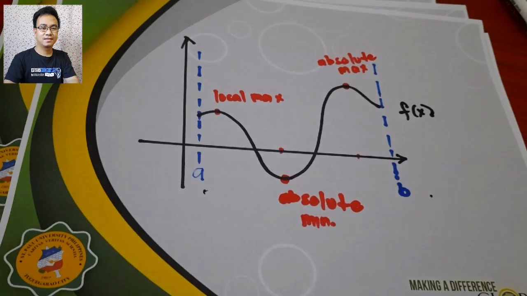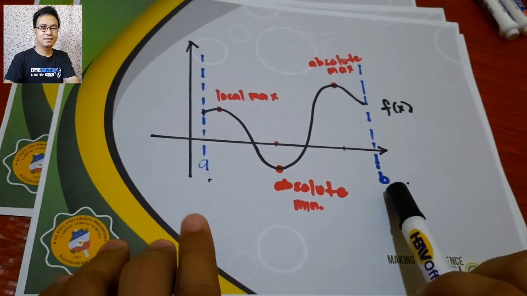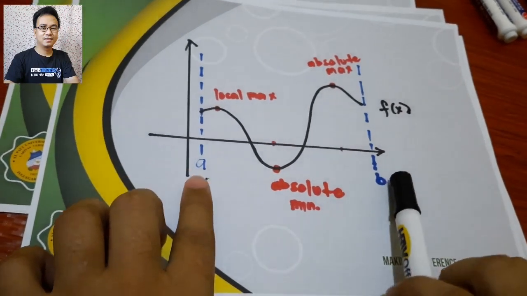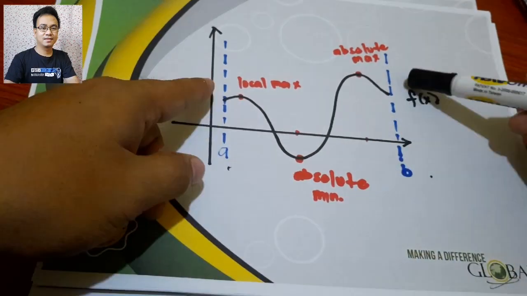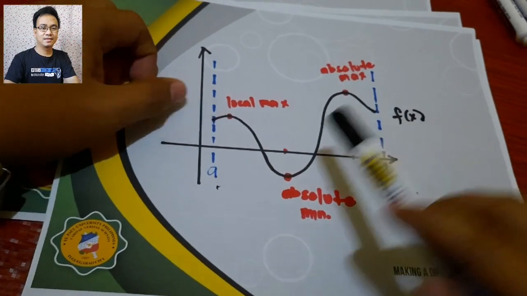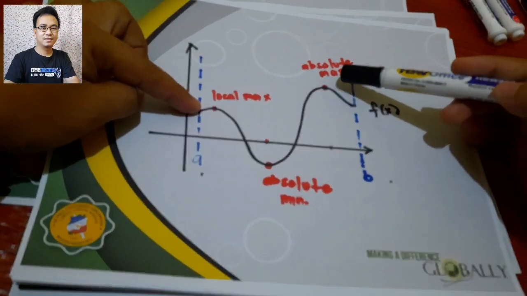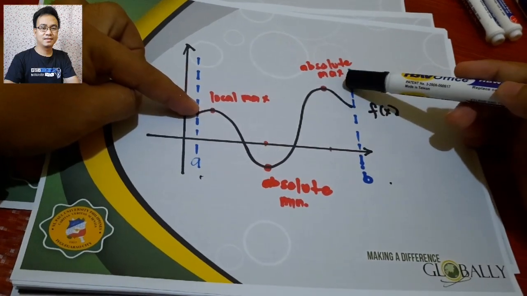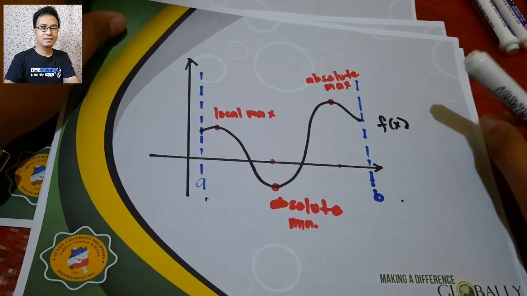Remember that we can only apply the extreme value theorem in this particular function if the function is continuous on a closed interval. Closed siya in terms of this interval AB. Pero yan tayo makikita dito, local maximum tawag dito. Bakit? Kasi mataas siya, ngunit mas mababa kaysa doon sa absolute maximum. Kaya ang tawag dyan ay local maximum.